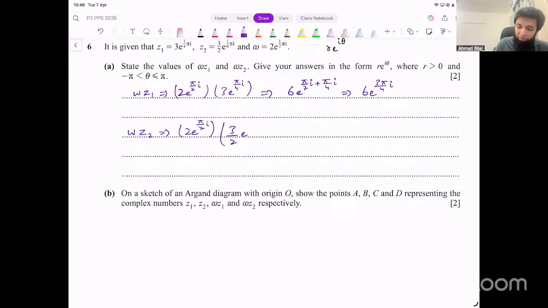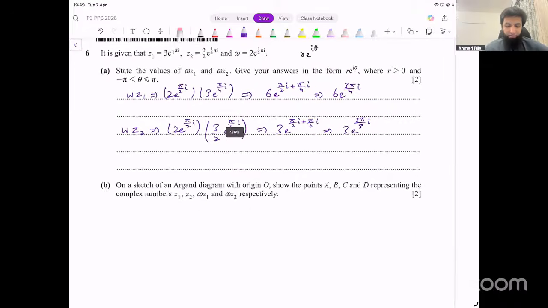E raised to power pi over 6 iota. Again, 2 into 3 over 2, what does that give you? 2 into 3 over 2, that is 3. Powers get added, so it becomes pi over 2 iota plus pi over 6 iota. What about that? 4 pi over 6, which will be 2 pi over 3, right? 2 pi over 3 iota. These are the two things that we were looking for in the first part, right? That's pretty straightforward. That's simple algebra.